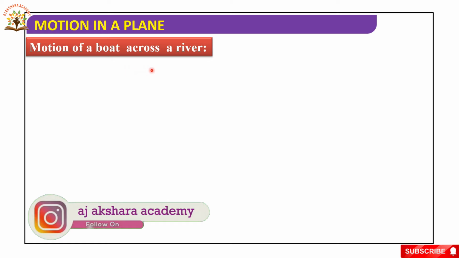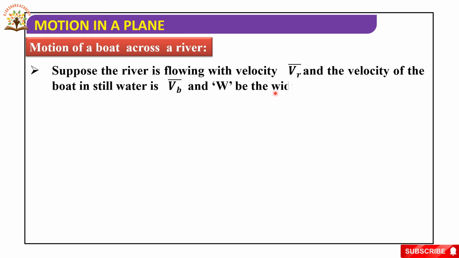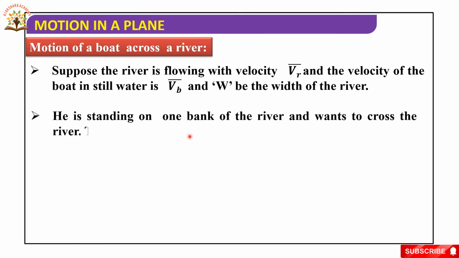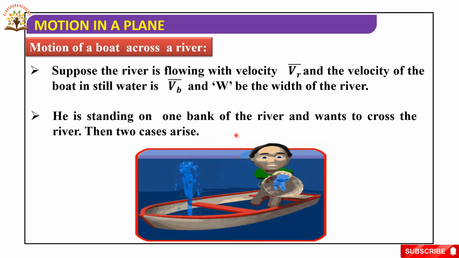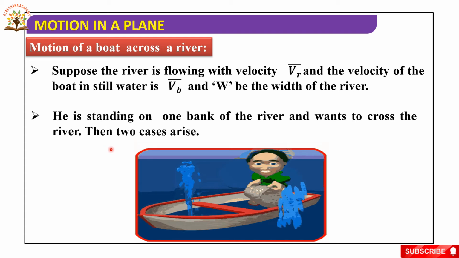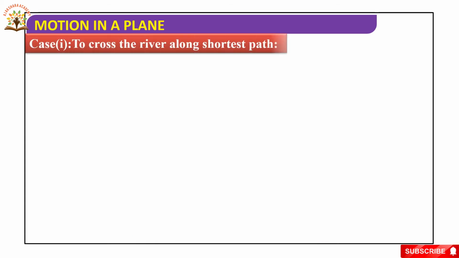Motion of a boat across a river. Let us discuss. Suppose the river is flowing with velocity vr bar and the velocity of the boat in still water is vb bar, and w is the width of the river. He is standing on one bank of the river and wants to cross the river. Then we will discuss two cases. First one, case 1: to cross the river along the shortest path.